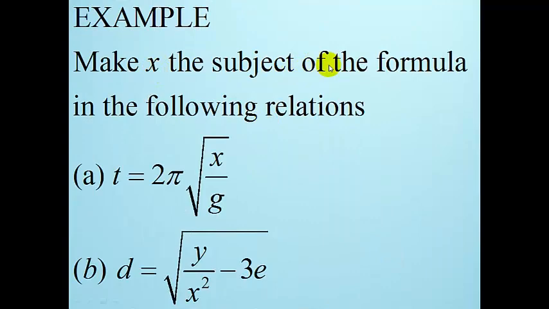Now make x the subject of the formula in the following relations. A, T equals 2 pi root x over g. We can see that the x that we are making the subject is under the root. That means we have to square both sides to eliminate the root. Now with the example in b, we have d equals the root of y over x squared minus 3. The x that we are making the subject is also under a root. That means that we have to square both sides in order to do away with the square root sign. Now let's look at the solution to these problems.